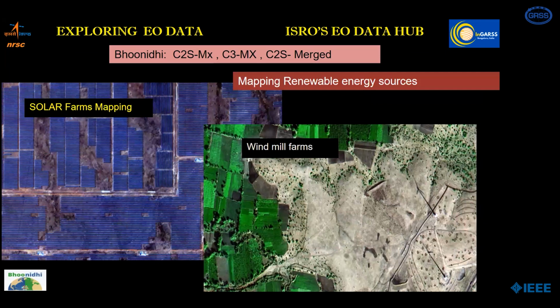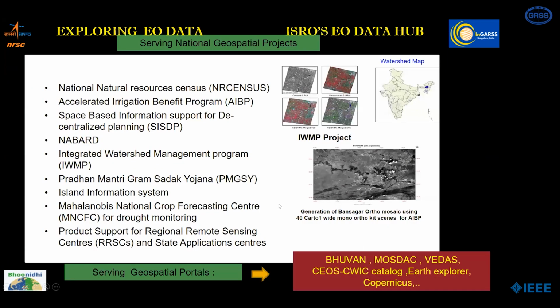So these are the solar farms which are captured by our Cartosat-2S sensors, and also the wind farm mills. These are the wind farm mills which are captured, and thereby now using our AI/ML techniques, they have been captured and mapped and also identified and used for further decision making of where further solar farms can be set up, and so helping the energy sector.